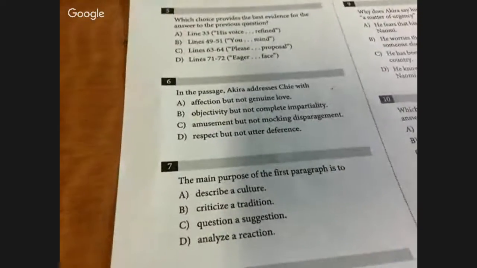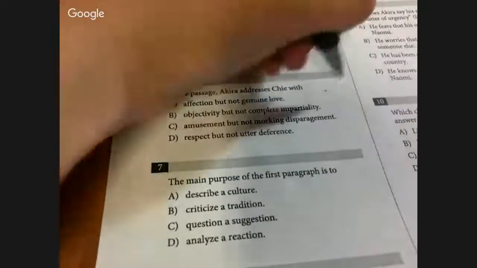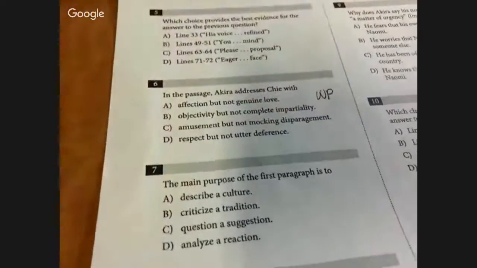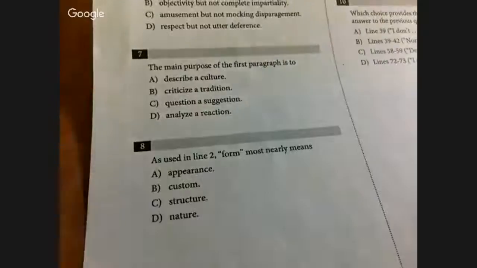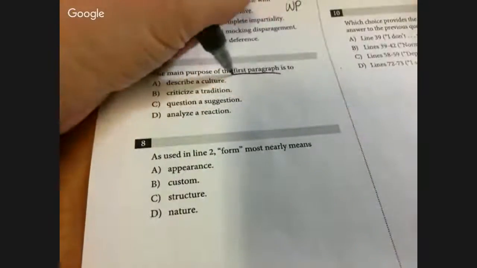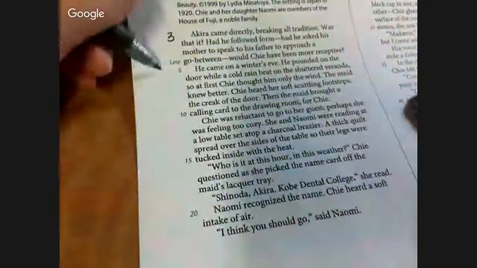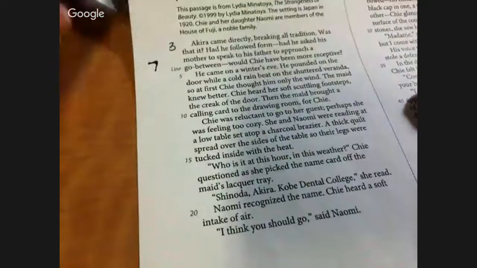In the passage, Akira addresses Chie, with a whole passage question: the main purpose of the first paragraph, and this is question number 7. I'm just going to write a 7 out here so we can pay special attention and answer that question as we read it.